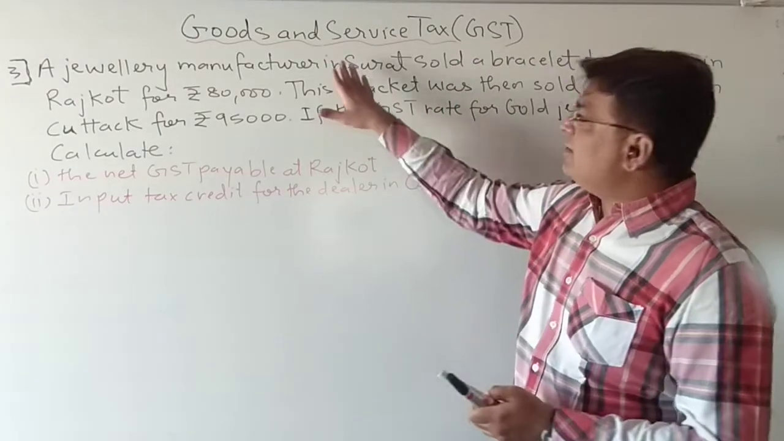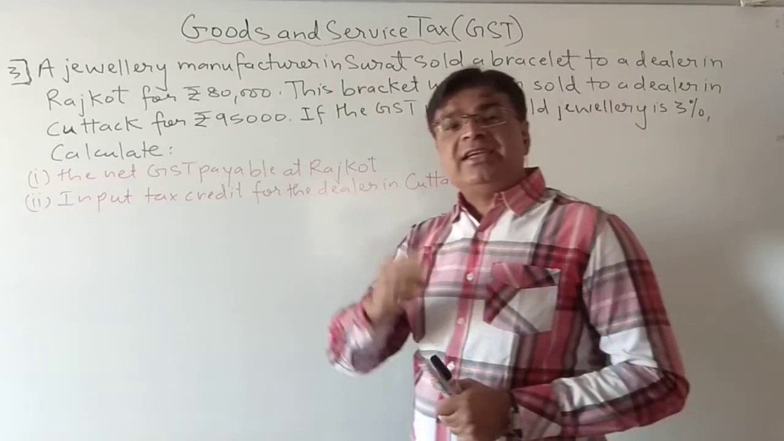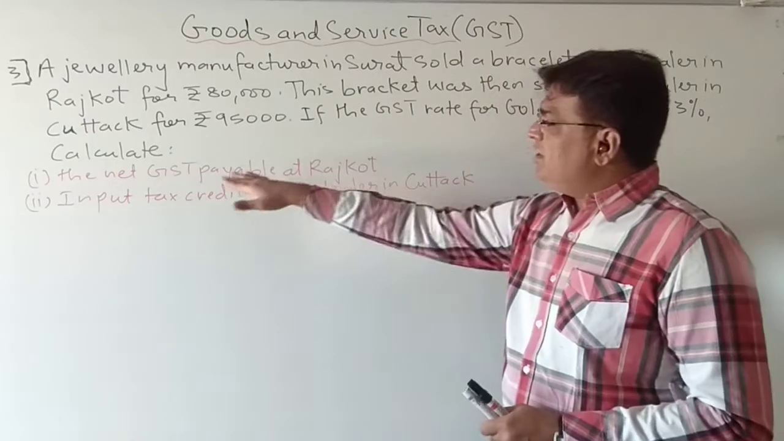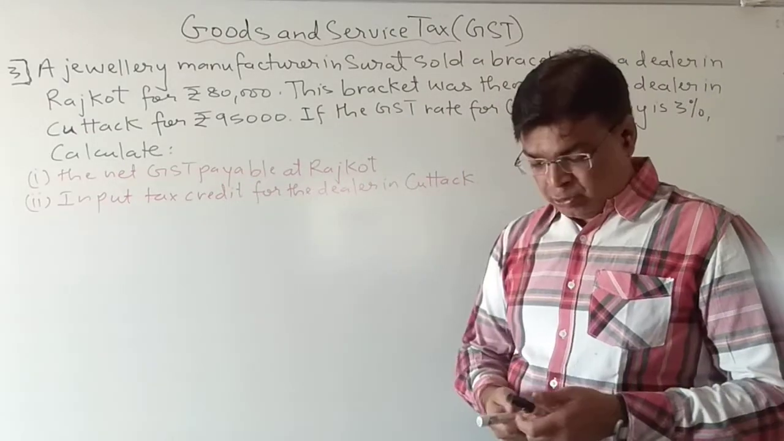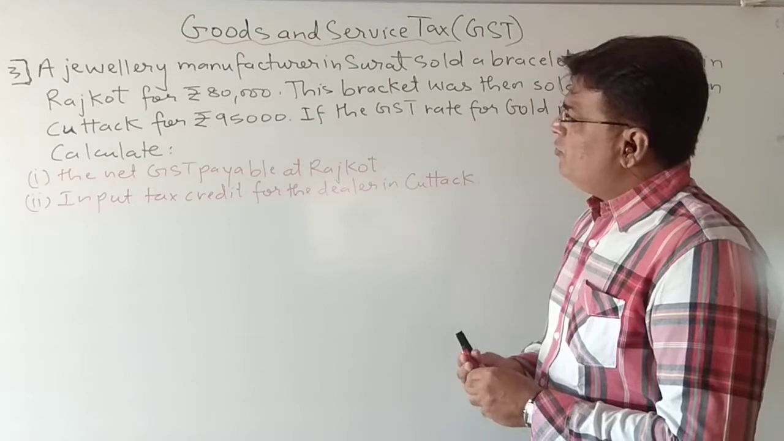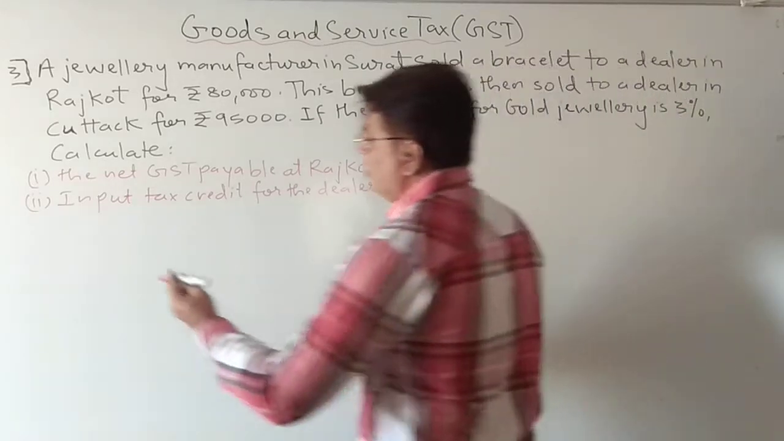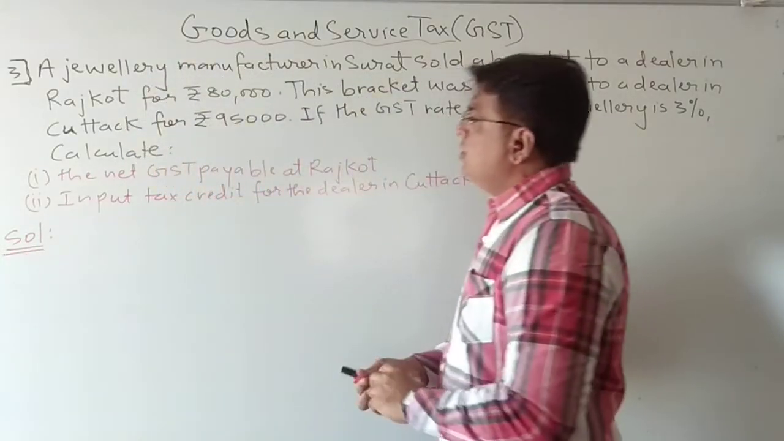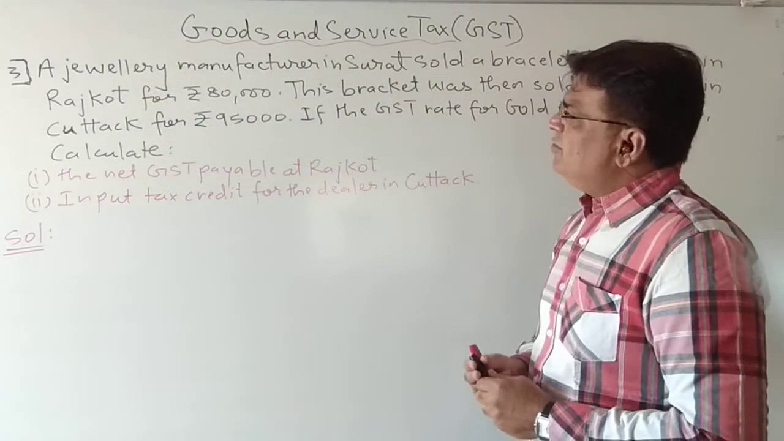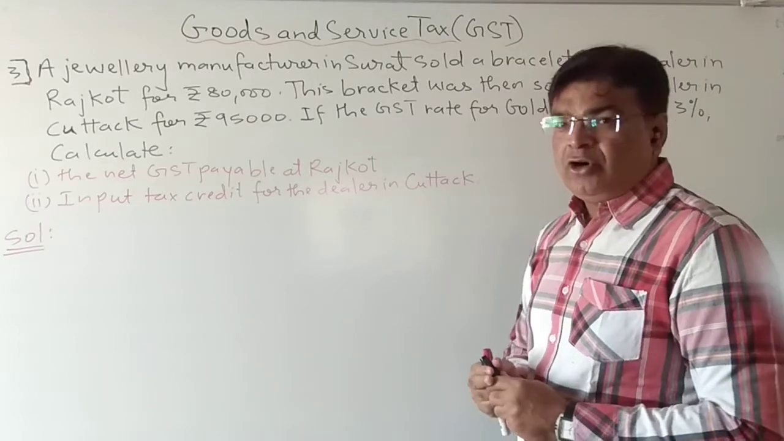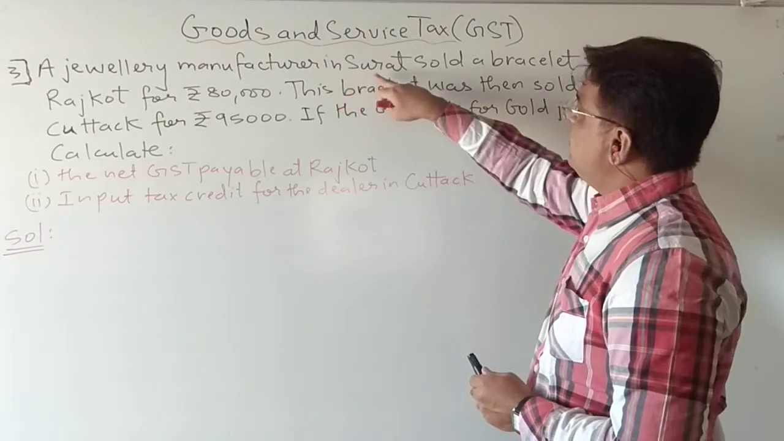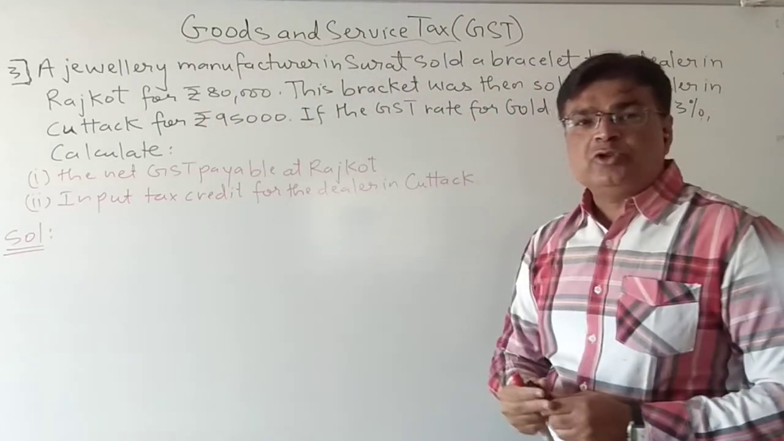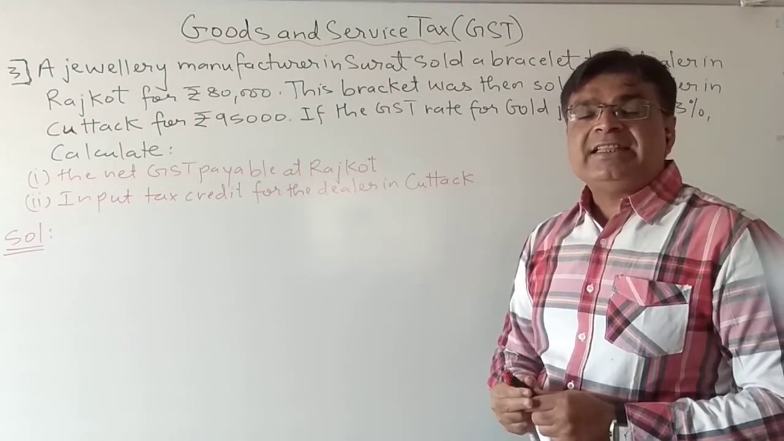But from the sum I can understand that here the business is doing intrastate and also interstate transactions. So we have to calculate the net GST payable at Rajkot. So first of all, what we will do for the dealer in Rajkot. Let us see the solution first. The selling price of the bracelet for the manufacturer in Surat is rupees 80,000, so he is collecting the amount.